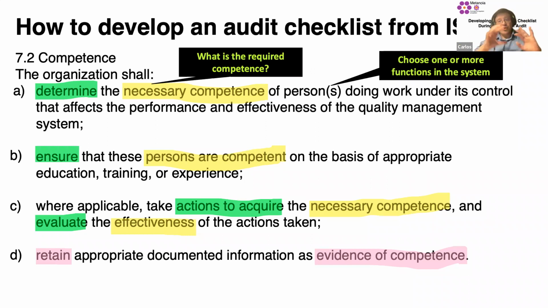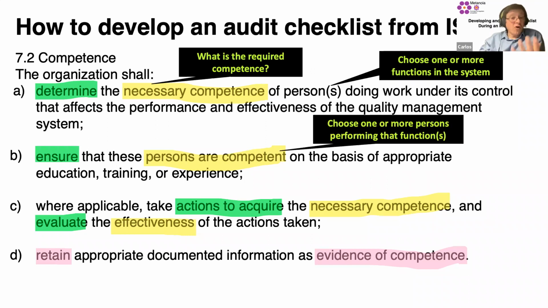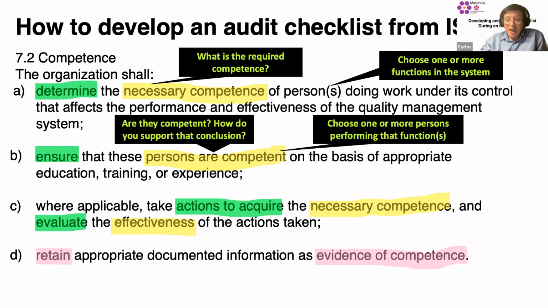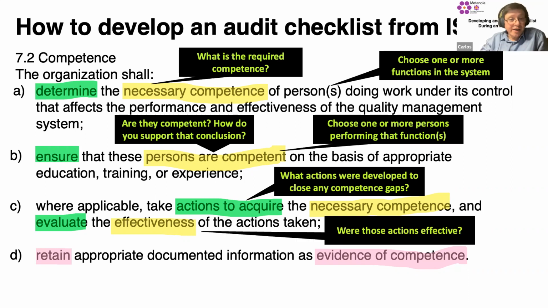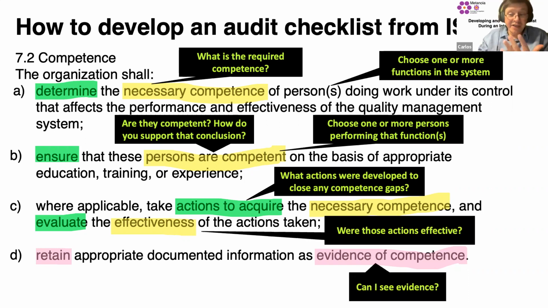This part is the theoretical part. I ask for the function, theoretical. Then I move to the concrete. I choose one or more persons performing those functions, and I ask, are they competent? How do you support that conclusion? Ask for any situation where competence gaps were found. What actions were developed to close those competence gaps? Were they performed? Were those actions effective? Can I see the evidence?